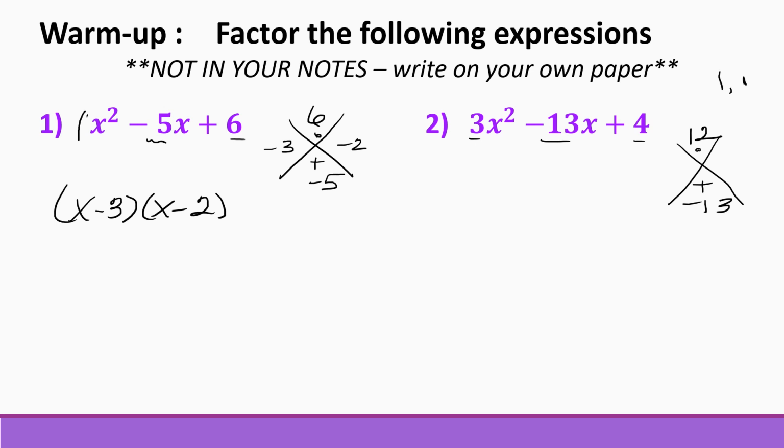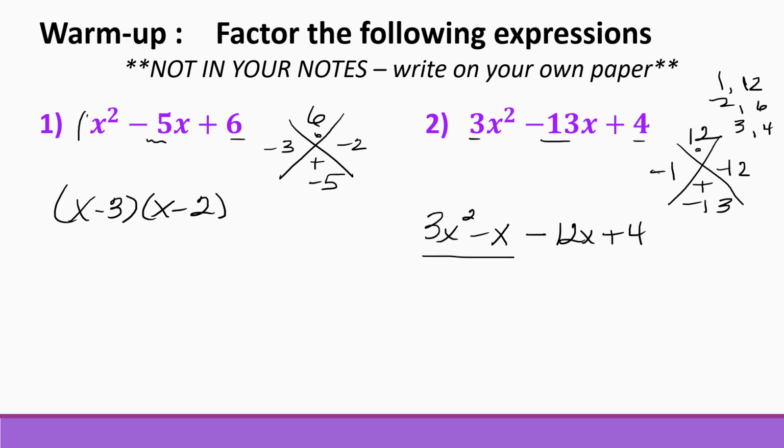So I can do 1 and 12, 2 and 6, and 3 times 4. 1 and 12 multiply to 12 and have a sum of positive 13. So if I make them both negative, then I will have the sum of negative 13. So I'm going to factor by grouping, or busting that b term. I'm going to take the negative 13x and write it as a negative 1x and a negative 12x, and the remainder of the problem stays as is. So 3x squared minus x minus 12x plus 4.